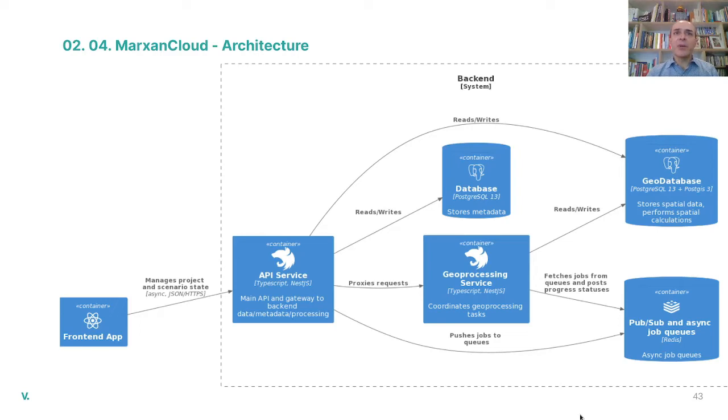Here we see a bird's-eye view of the Marxan Cloud architecture: a single page app interacting with the backend that runs on a Kubernetes cluster, plus two managed PostgreSQL databases. One of the two Postgres databases handles mostly metadata, while the other one may be considered a geospatial microservice. This is where all the PostGIS action happens. This split database setup is one of the possible ways to isolate resource-intensive spatial computations.